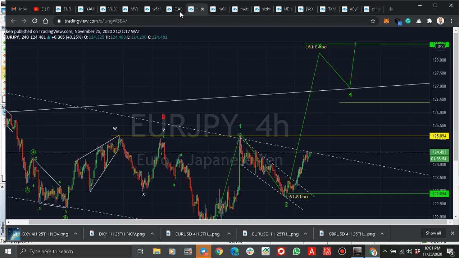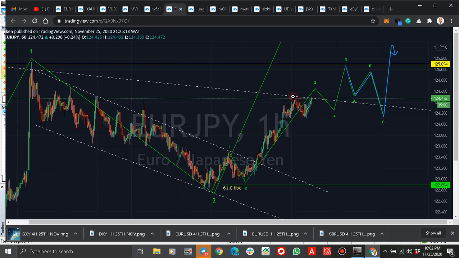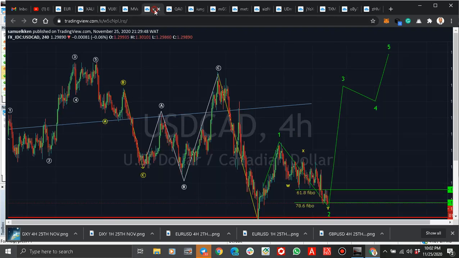So this is 4 hours, and this is 1 hour. The only difference at 1 hour is that I labeled the smaller time frame 1, 2. We will have 3 around here. Then wave 4 will drop. Wave 5 will go. Then we will likely have a 3 wave correction before it keeps going to 128. So that's for pounds yen 1 hour.